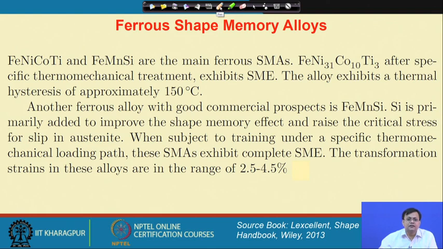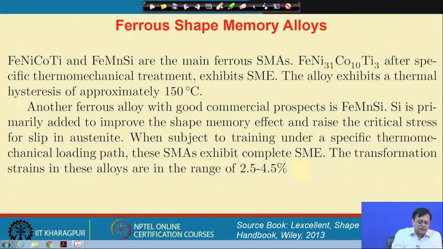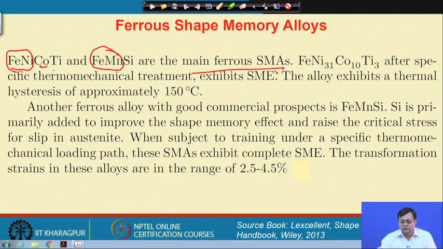A very general statement about the shape memory alloys, one can recall that this iron nickel system with cobalt and titanium addition, or iron manganese system, these are the two most common and most important systems in ferrous martensite, in ferrous shape memory alloys, where the specific thermomechanical treatment must be given, only then the alloy will exhibit the shape memory effect.